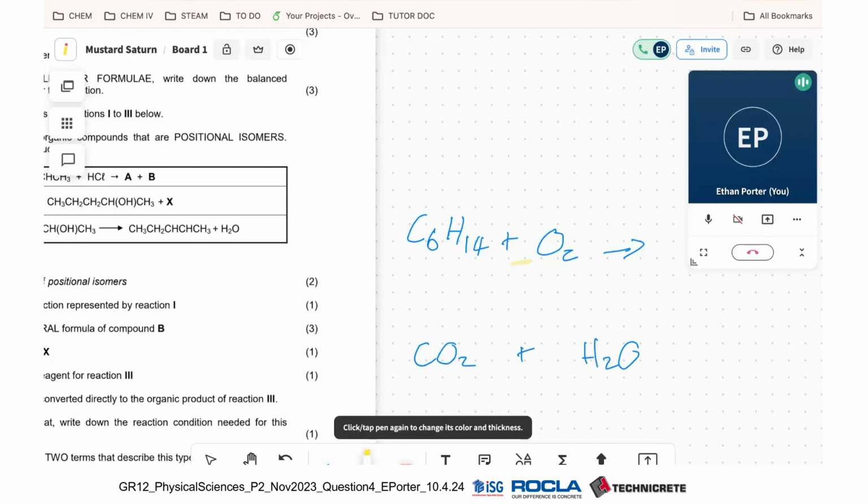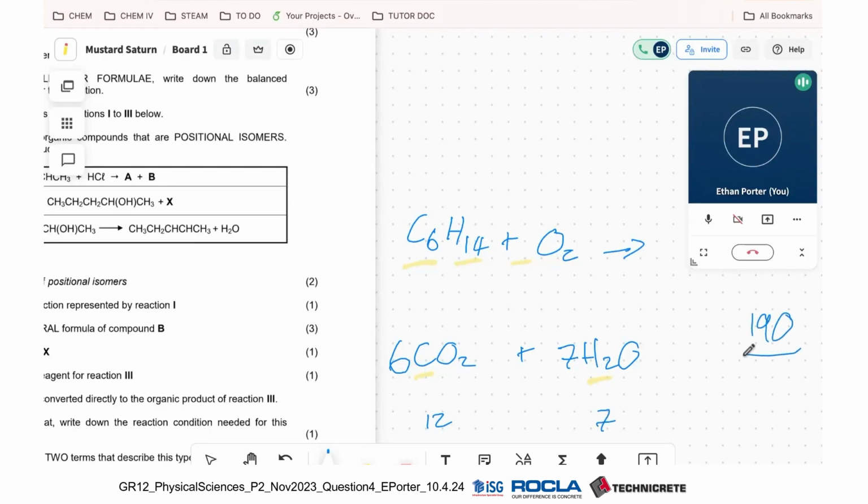The first thing to notice here is we have 6 carbons. So there has to be 6 carbons on the right-hand side of the equation. So here we definitely have 6. And then we have 14 hydrogens. So there has to be 14 here as well, which means this is 7. Now, with this in mind, if we count the oxygens, this gives us a total of 6 times 2, 12, and 7 times 1, 7. That's 19 oxygens in total. Okay.